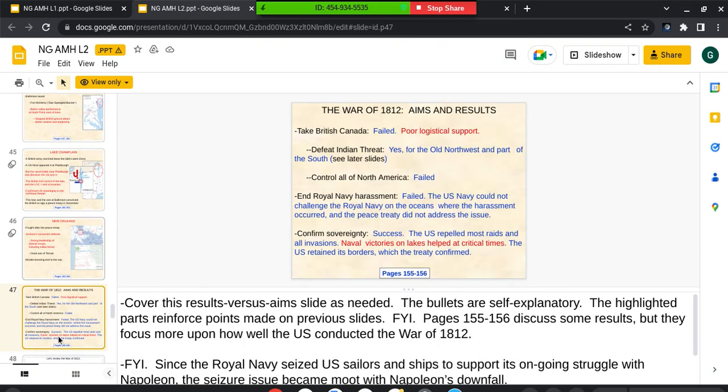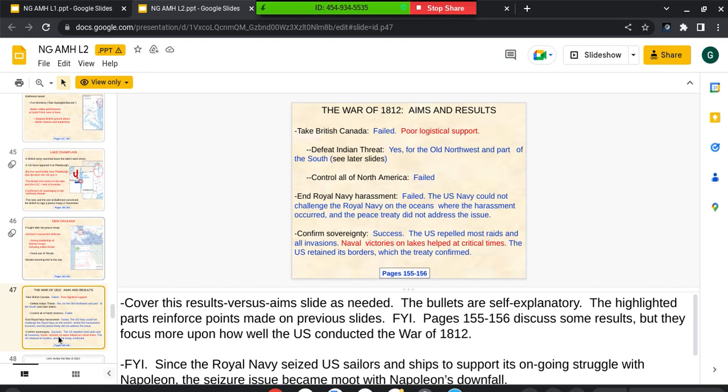So, big summary here for the War of 1812. They wanted to take British Canada from the British. However, this was a failed endeavor due to poor logistical support mostly. They wanted to defeat the Indian threat, and this was successful because the Old Northwest and part of the South was secured from the Indian threat after Tecumseh died and after the Civil War between the Red Sticks and the good Indians, and the Red Sticks lost. They failed to control all of North America, again, because they failed to take British Canada.